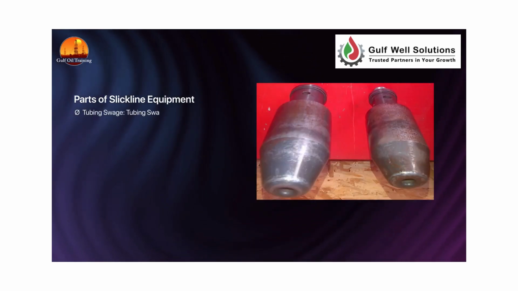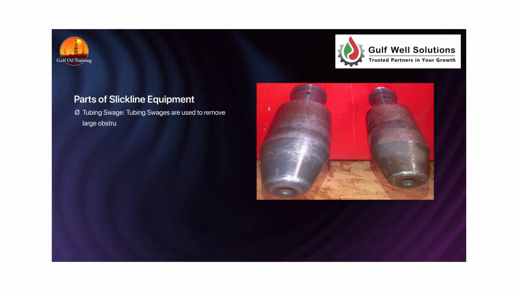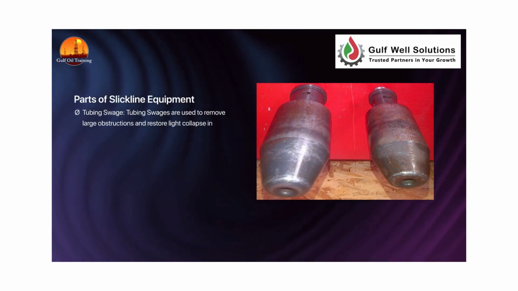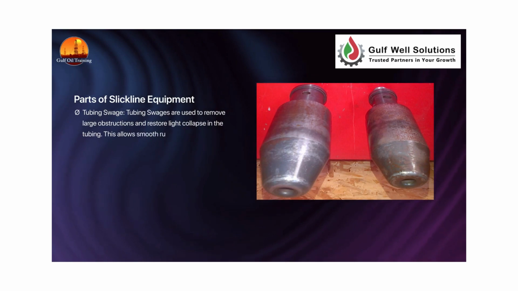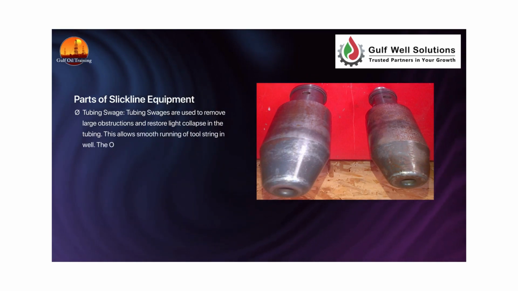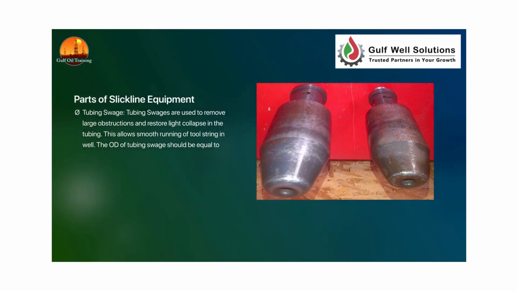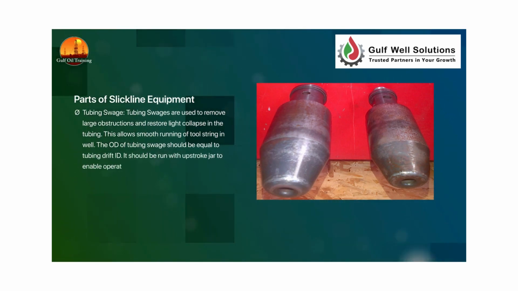Tubing swage. Tubing swages are used to remove large obstructions and restore light collapse in the tubing. This allows smooth running of tool string and well. The OD of the tubing swage should be equal to tubing drift ID. It should be run with upstroke jar to enable the operator to take it out of tubing if the swage is jammed.